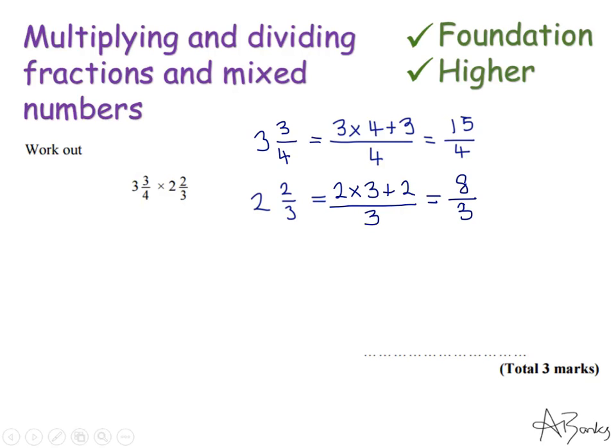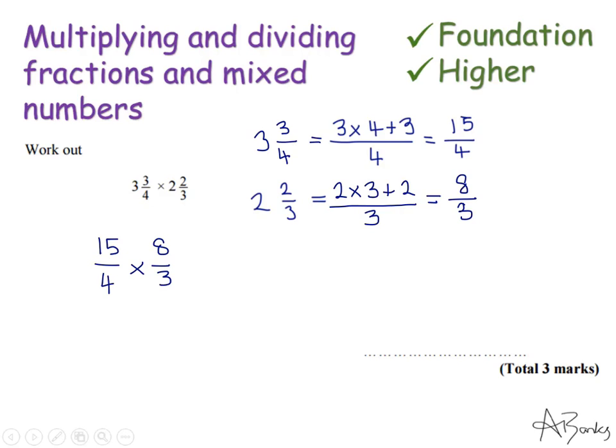So I'm going to rewrite out the calculation they've given me, and it's going to be 15/4 times 8/3. Now questions like this, if you were now to try and find a common denominator of 12, you're going to end up with some pretty big numbers that are going to be much more difficult to multiply and much more difficult to simplify as well. So don't forget, we just do the multiplication now. This is the easy part.